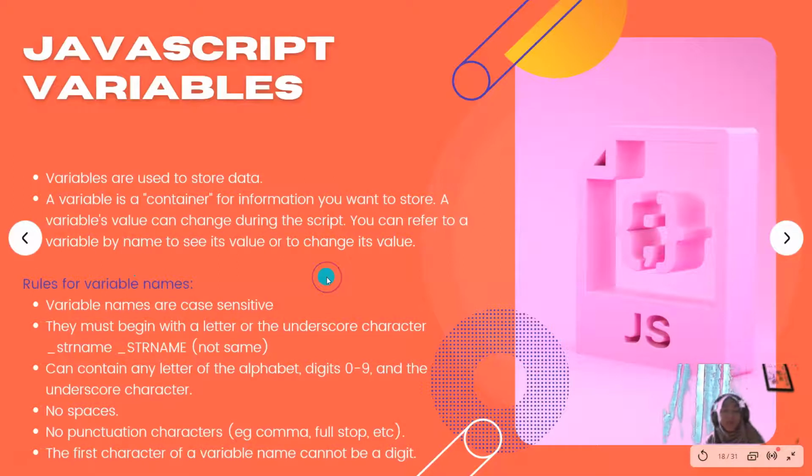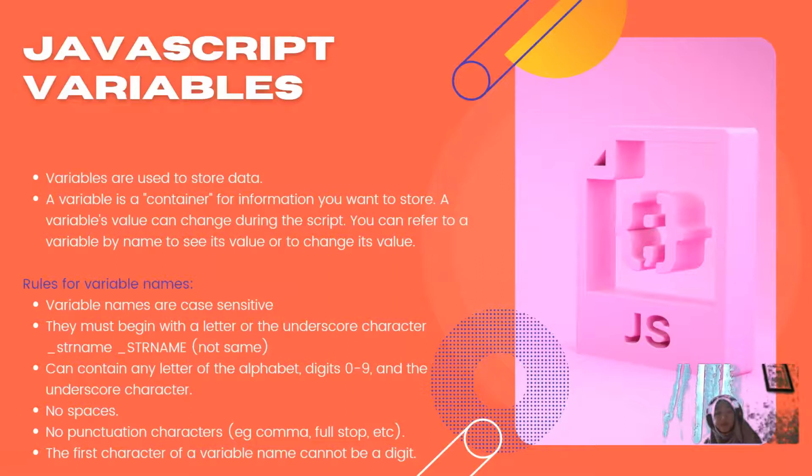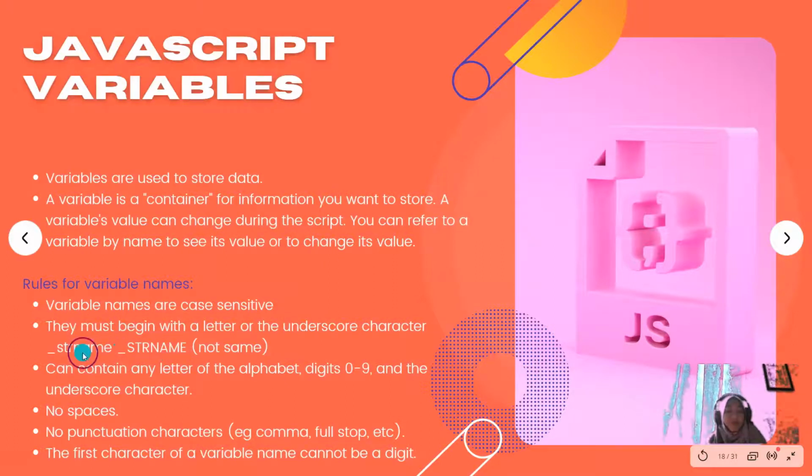How do you create a variable name? The rules are the same as in other programming languages. Variable names are case sensitive, so uppercase A and lowercase A are not the same. For example, strName and strname are two different variable names. They can contain any letter of the alphabet and the underscore character, but you cannot use special symbols or reserved words. You cannot have spaces between the characters.